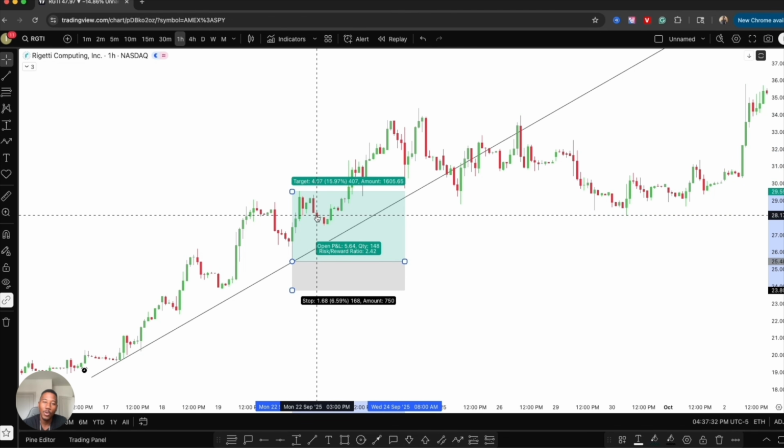Pro tip, always protect your profit. Trendlines will help you find good entries, but managing your exits keeps your account growing.